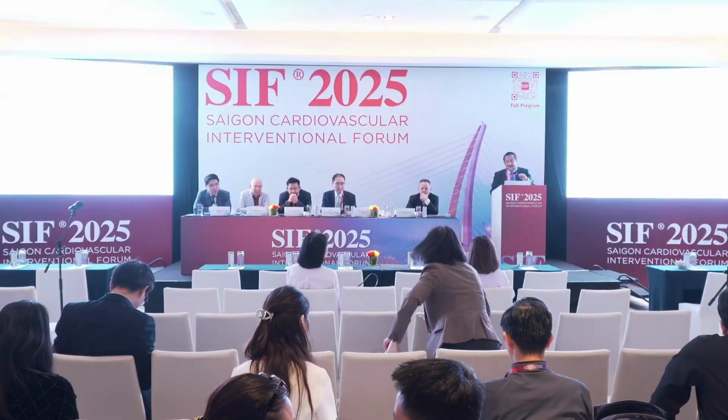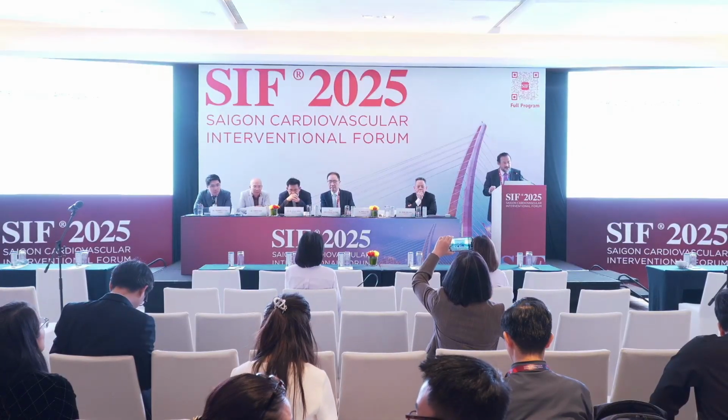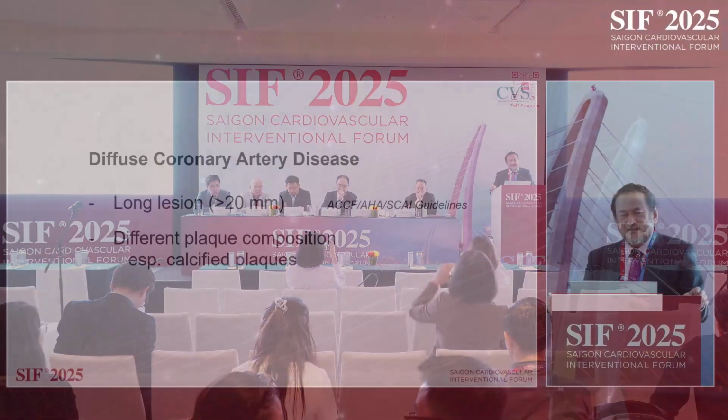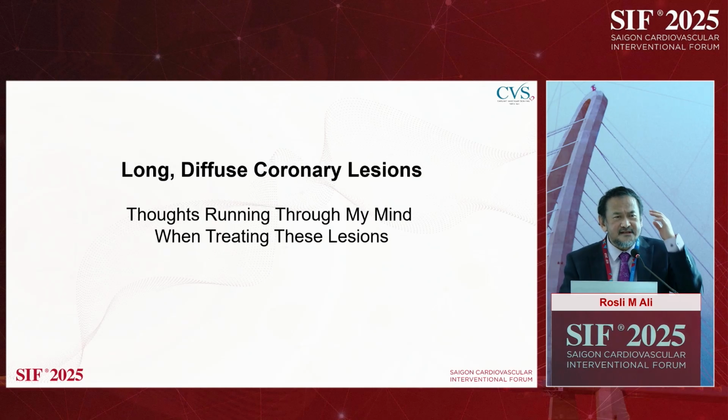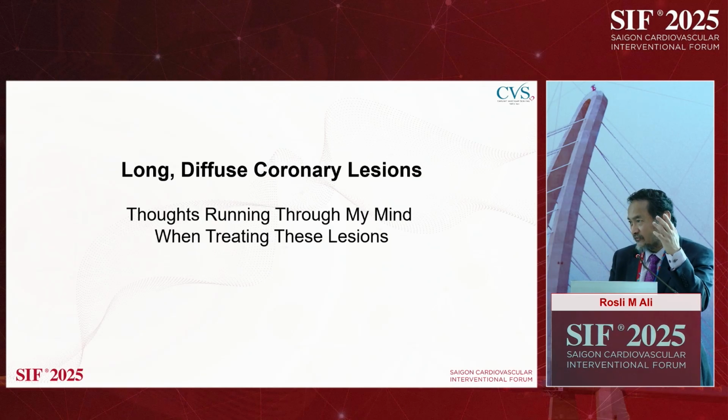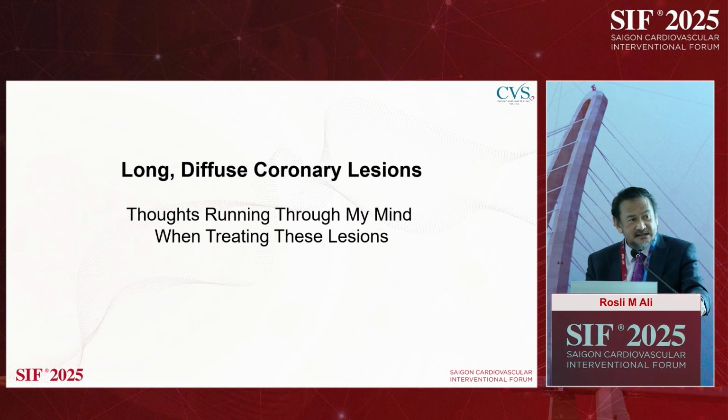So I don't really have any conflict of interest for this lecture. This is the definition of diffuse coronary artery disease: they tend to be long, more than 20 mm, and inside the plaque there's actually different plaque composition within the lesion itself. What comes to my mind when I have a patient with diffuse coronary artery disease?